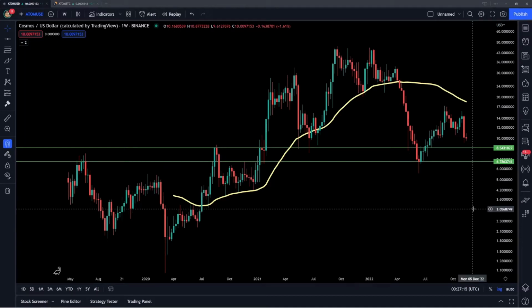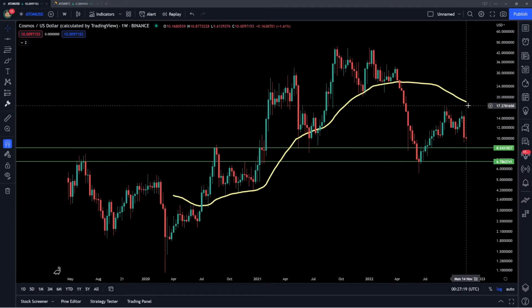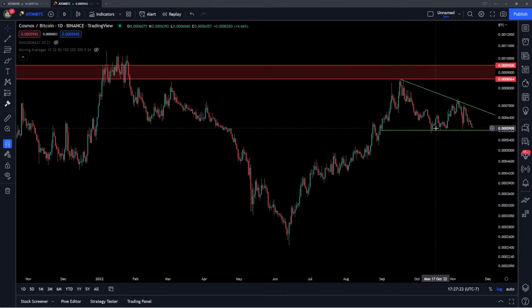In today's video, I'm going to be providing a long-term market analysis update for ATOM. We're going to cover the 50-week simple moving average, some key levels of support. We're also going to talk about the ATOM Bitcoin ratio and a pattern playing out on this pair.